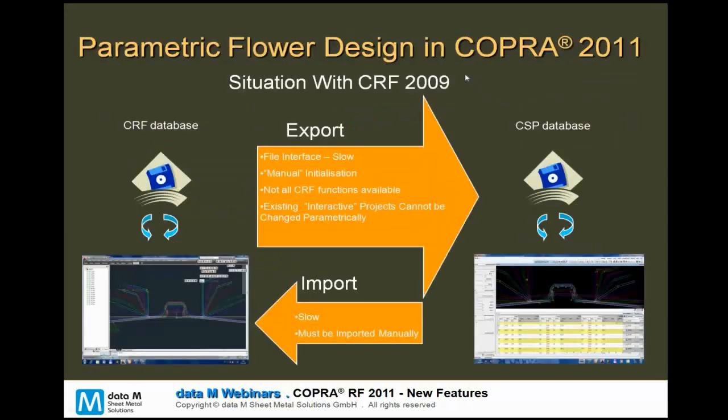First of all, you may all recall in COPRA 2009 we had two separate databases. There was the CIF database, which ran predominantly in AutoCAD, and the CSP database, which ran in Spreadsheet. There was synergy between the two components, but unfortunately, the interface was slow, either the exporting from AutoCAD into Spreadsheet, again which was manually initialized, and not all the CIF functions being available in Spreadsheet, and existing interactive unfolded projects could not be changed parametrically in Spreadsheet. And also, the import from Spreadsheet into COPRA or AutoCAD could be slow, and again, this must be done manually.